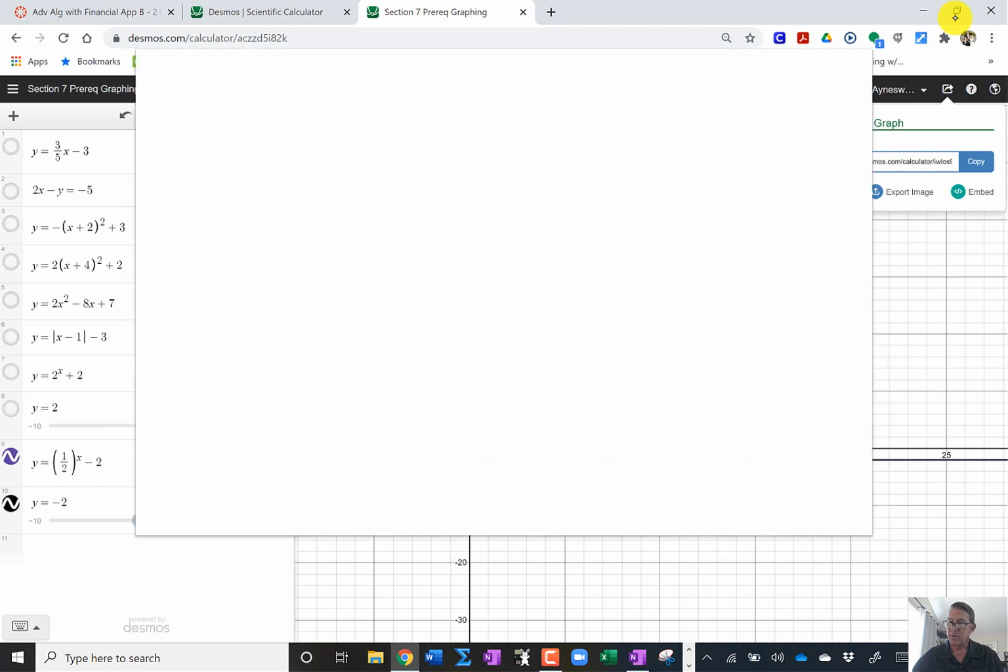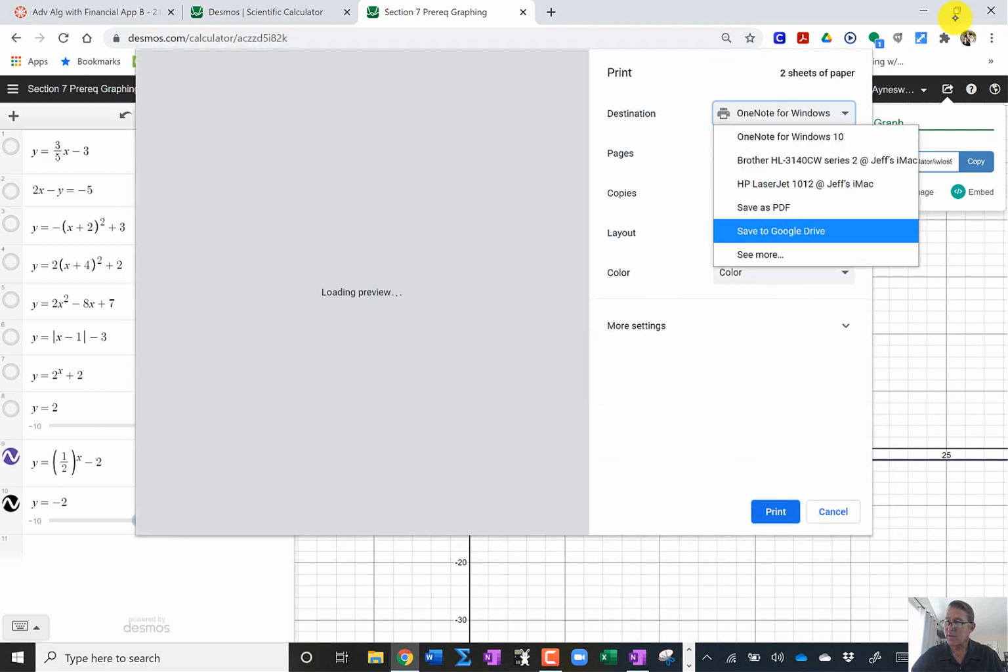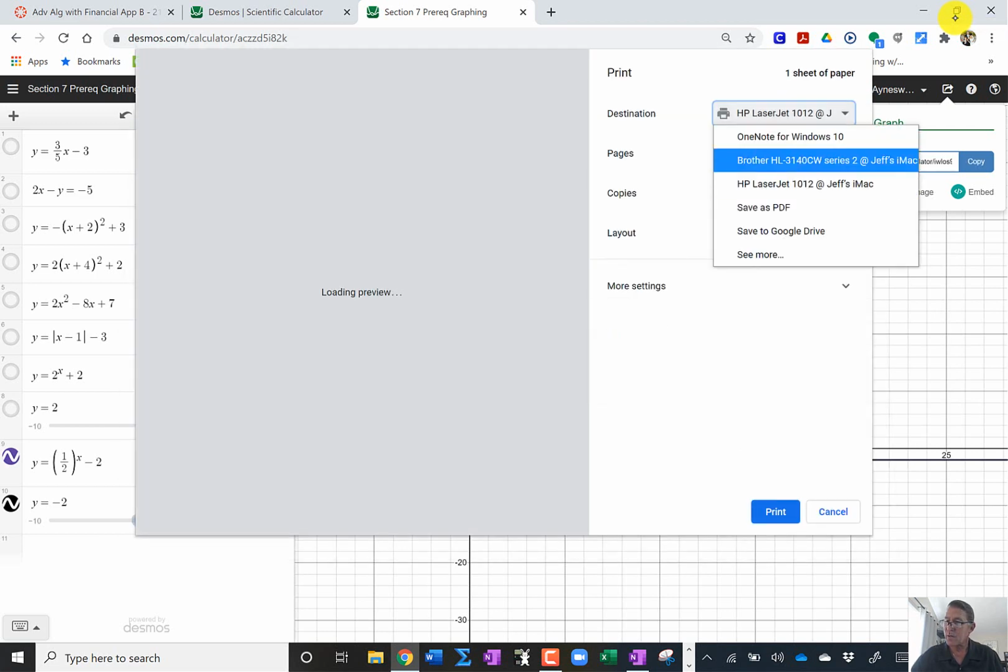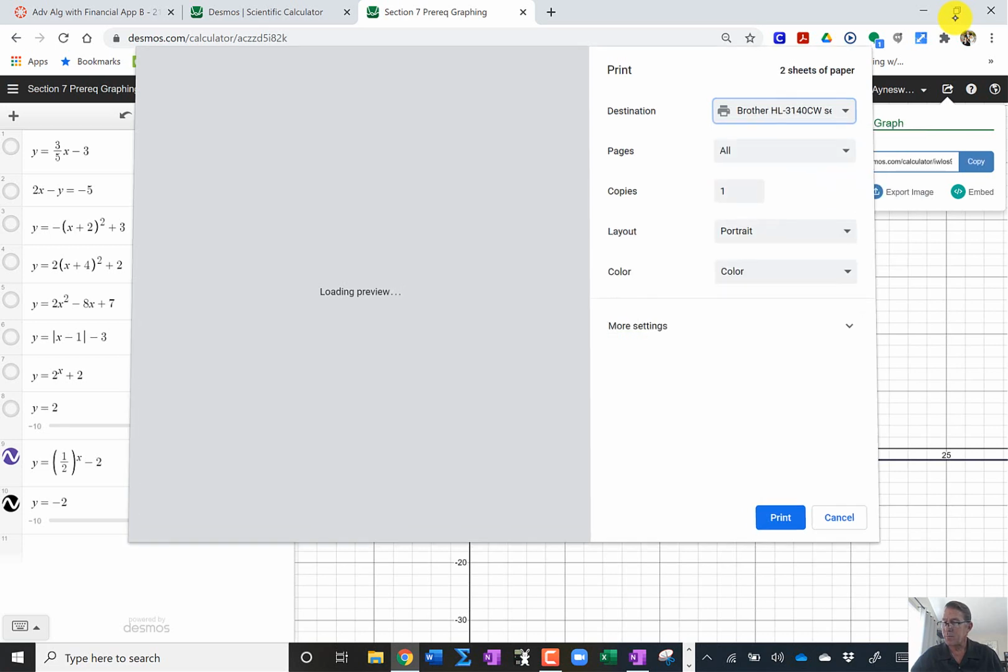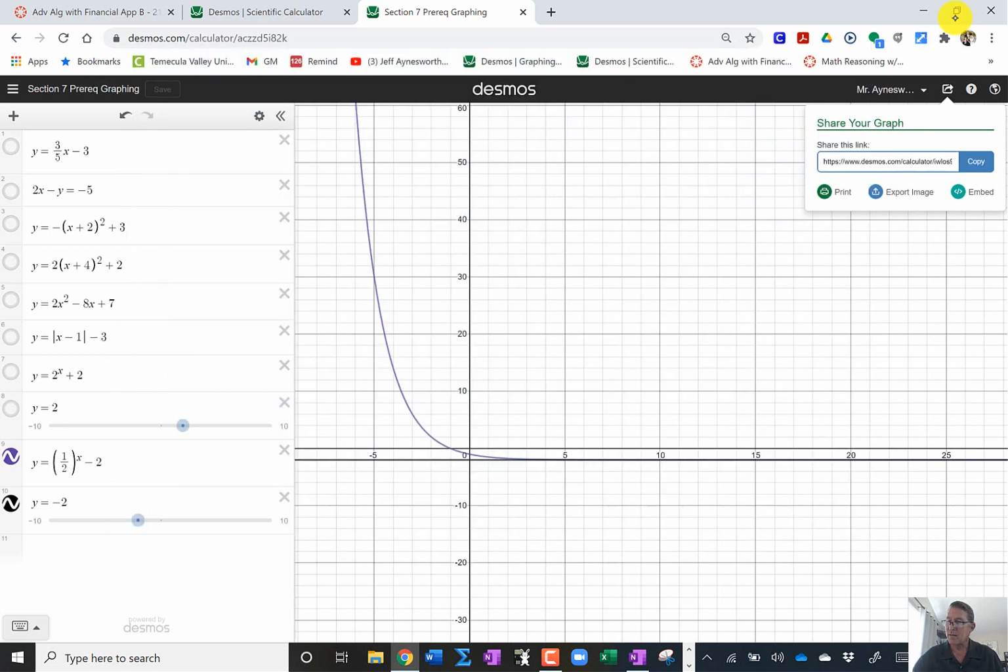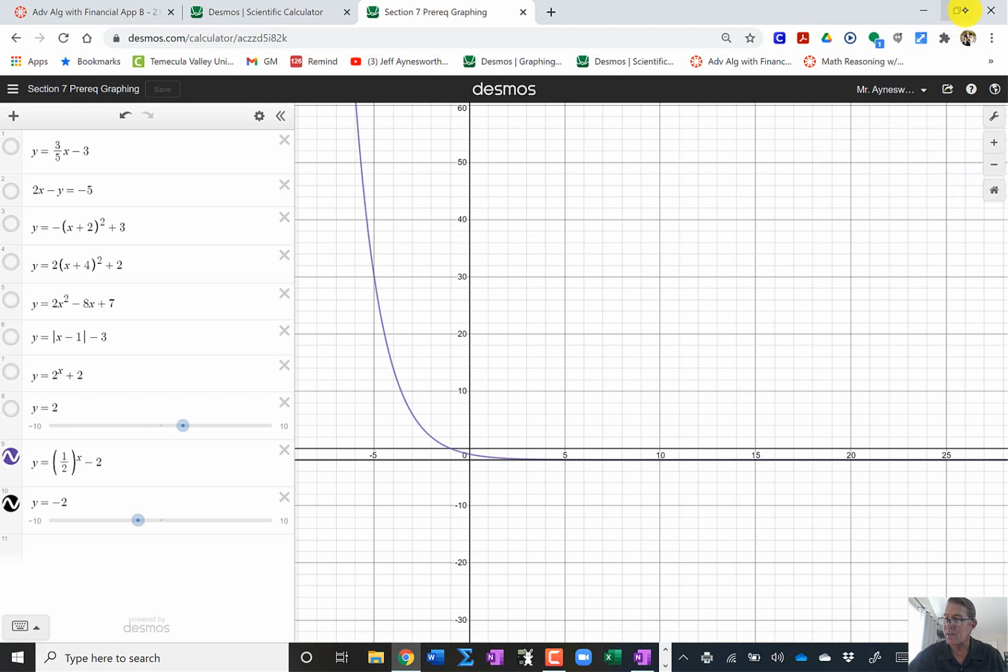In fact, let me do that. I'm going to print mine right now because that's what we do. And then include that when you submit your work in Canvas.